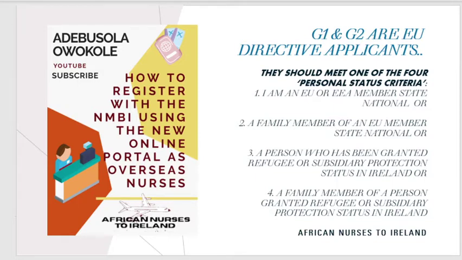For Group 1 and Group 2 applicants, they should meet one of the following. Firstly, I'm an EU or EEA member state national, that's for citizens of EU nationals. A family member of an EU member state national, or a person who has been granted refugee or subsidiary protection status in Ireland, or a family member of a person granted refugee status. So Group 1 and Group 2 applicants have to meet one of those criteria.